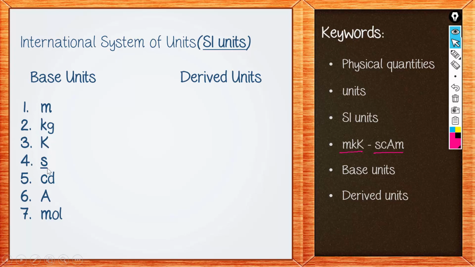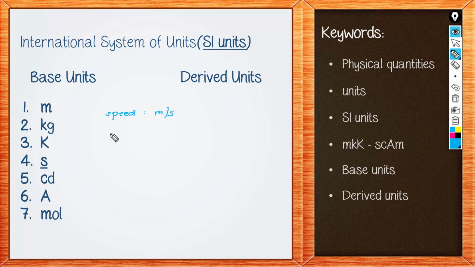M, K, K, SCAM. So other units in SI are called the derived units, which are combinations of any of these base units. Again, these are the 7 base units from which everything else can be made. So, just like our example earlier, we had the speed. The unit for speed is meter per second. So, it's a combination of the unit of length, m, and the unit of time, s.